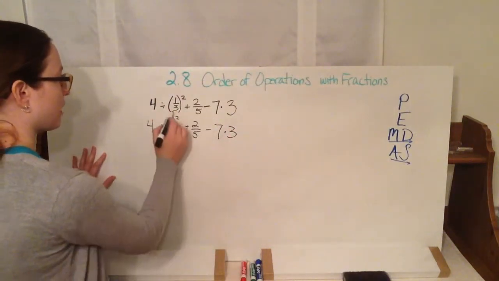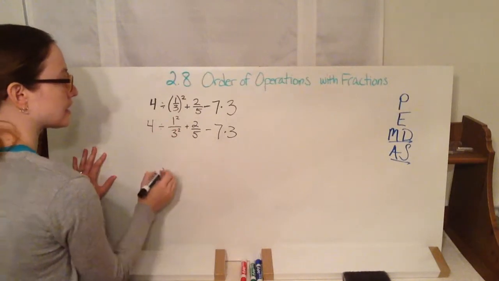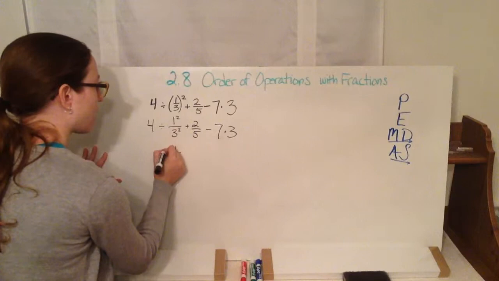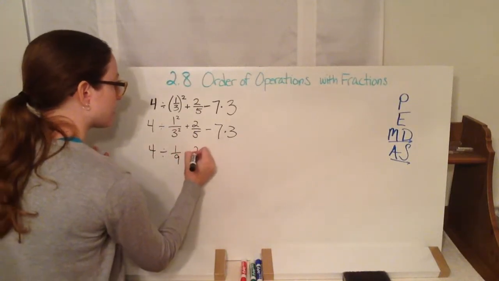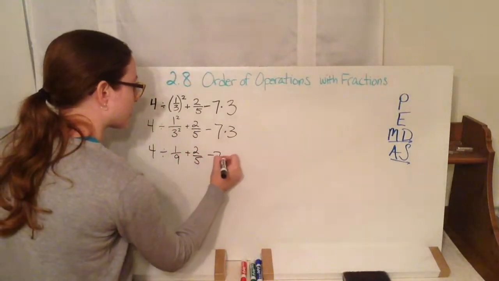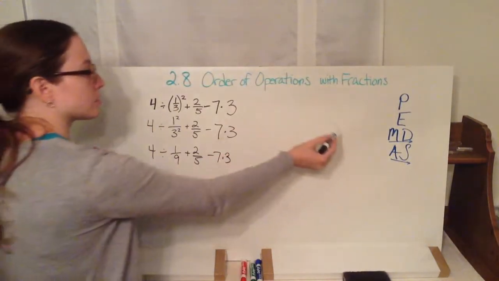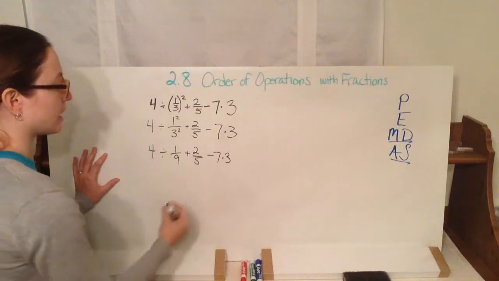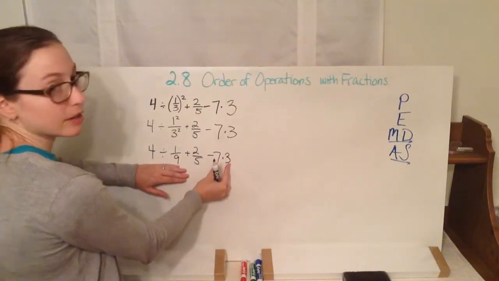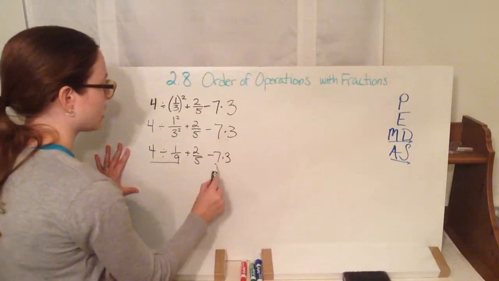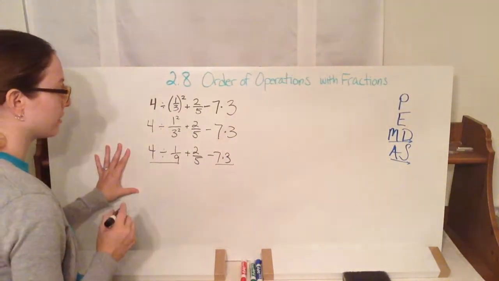So that was our first bit. So we'll clean this up by doing 1 squared is 1. 3 squared is 9. Everything else stays the same. Now, what comes next is multiplication and division from left to right. Since they're not anywhere near each other, we can do them both in the same step. So I'll be doing this division and this multiplication together.